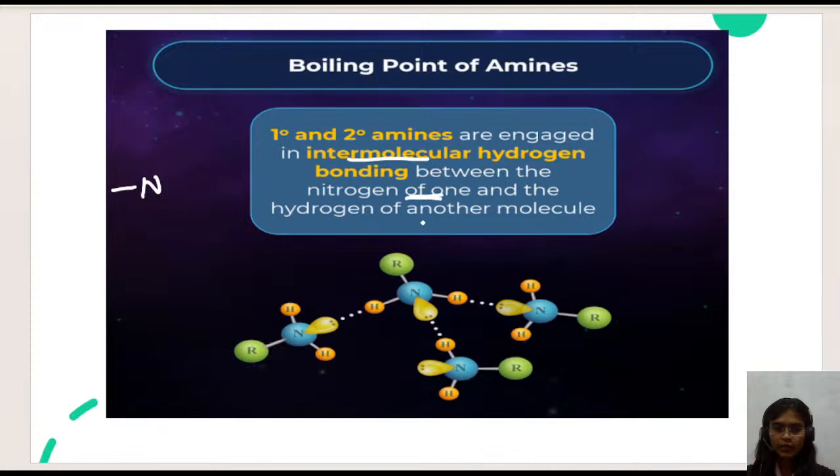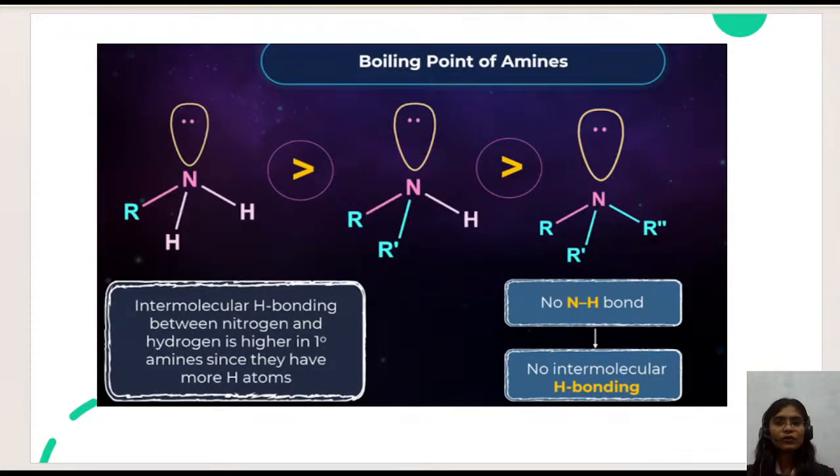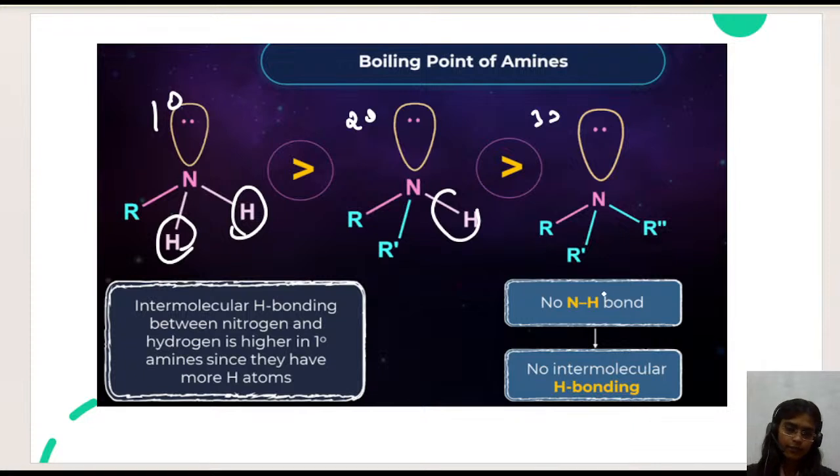hydrogen of another atom. And if we discuss the hydrogen bonding again, in a primary amine there are two hydrogen bonds, in this case one, and in this case zero. So if you are moving from primary to secondary to tertiary, hydrogen bonding starts decreasing. So intermolecular hydrogen bonding between nitrogen and hydrogen is higher in primary than secondary and then tertiary. Okay, it's not a new thing. Whatever we just discussed is a repeated portion.